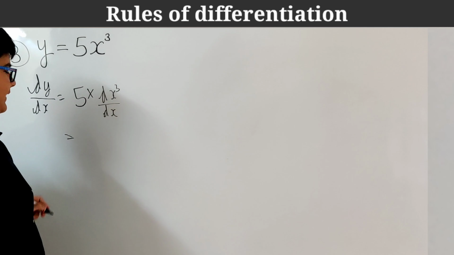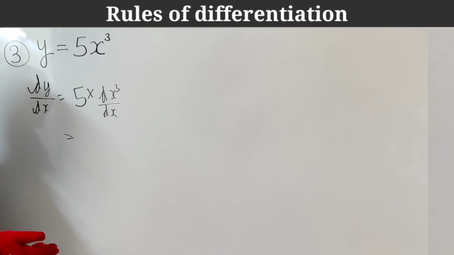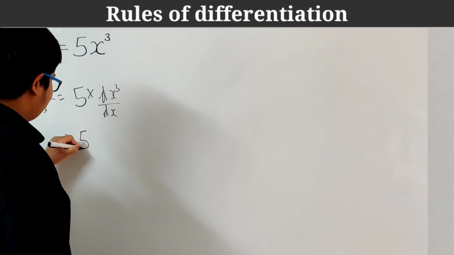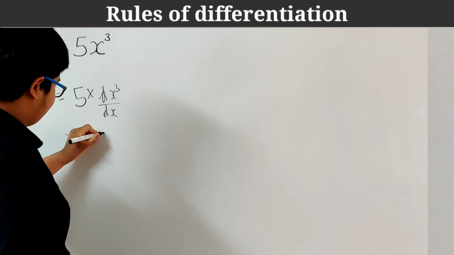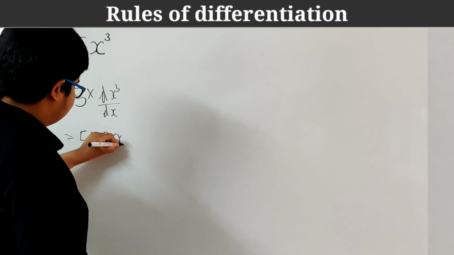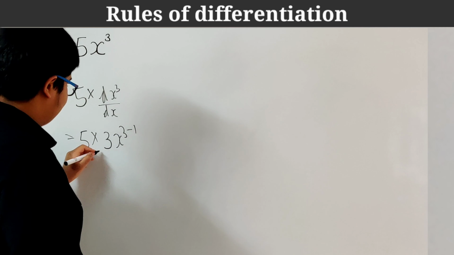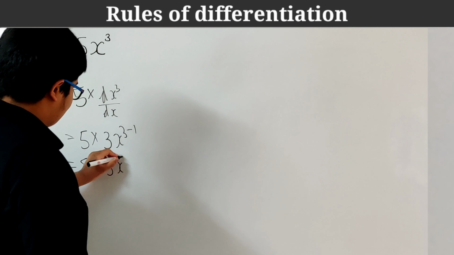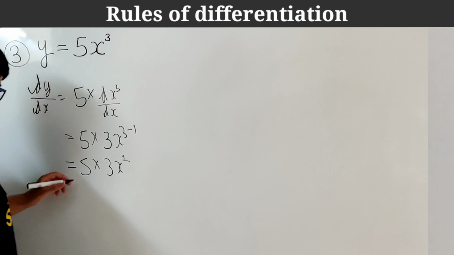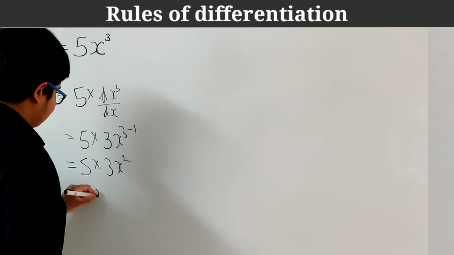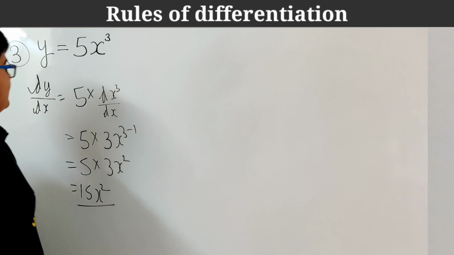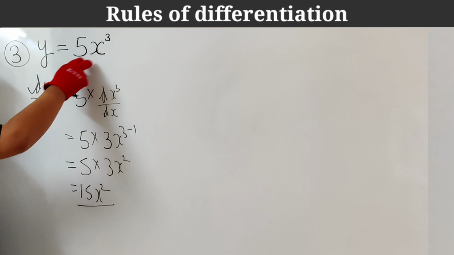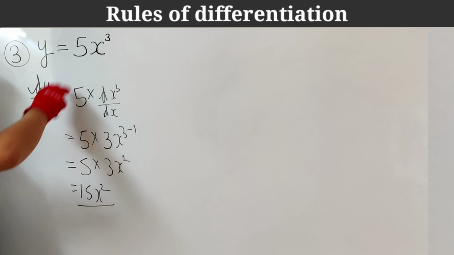Now we can easily do the differentiation of x cube using the second rule. So this will become 5 into 3x to the power 3 minus 1. So this will become 5 into 3x square. When we multiply, this will become 15x square. So differentiation of 5x cube will become 15x square.